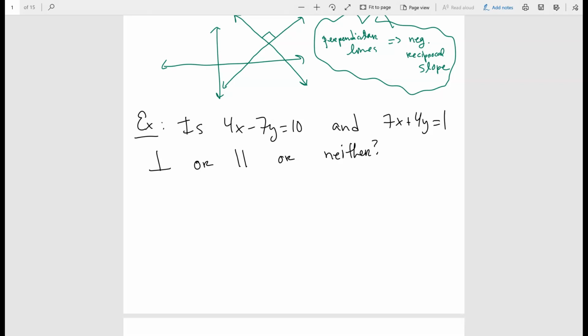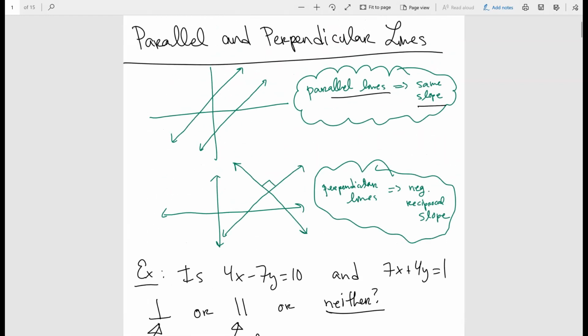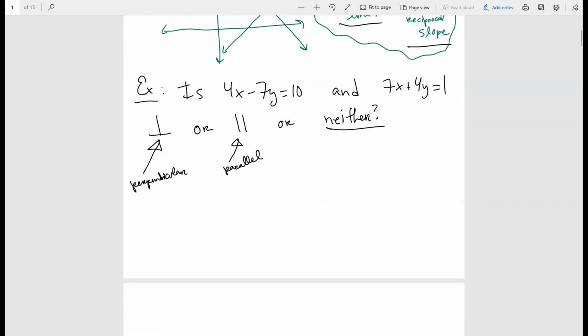This funky looking upside down T just means perpendicular, and these two lines just mean parallel. Just for me, I don't want to be writing it over and over again. Now remember, when is it going to be neither? Neither is going to be if they don't have the same slope and if they're not negative reciprocals. So now let's look at both of these equations.